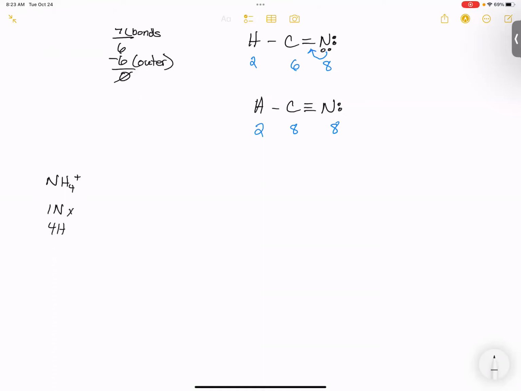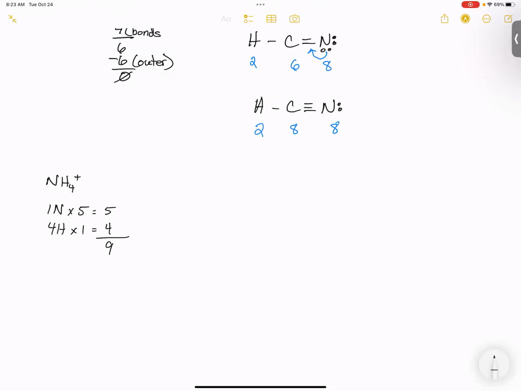Nitrogen is in group 15. The last digit is a 5, so it has 5 valence electrons. Hydrogen is in group 1, the last digit of 1, so it has 1 valence electron. So there's 5 from the nitrogen and there is 4 from the hydrogen, for a total of 9 valence electrons.